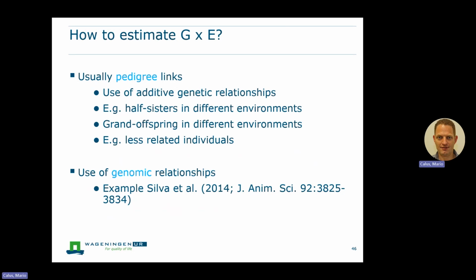But it may be that we try to estimate the degree of G by E based on less related individuals. It's possible, but then we simply need more data, because if the connection between the individuals is smaller, we just need more data to be able to estimate something properly. And one thing that helps is to use genomic relationships, simply because they are much more precise than pedigree-based relationships.